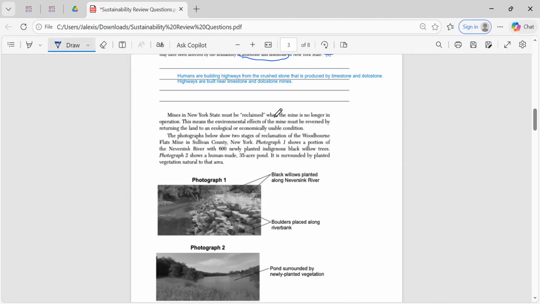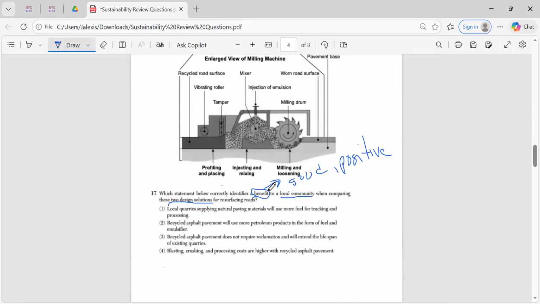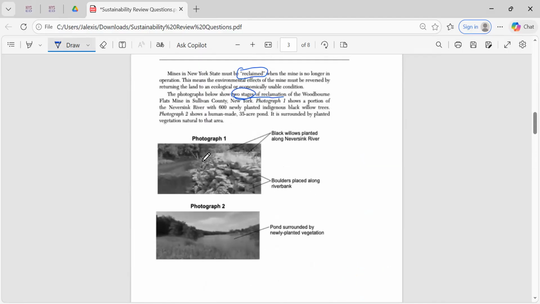So in class, we learned what reclaim means. It's pretty much after an area has been mined, humans are trying to restore that land. We're trying to restore habitats, we're trying to restore the environment after mining has taken place. It says the photographs below show two stages of reclamation at the Woodburn Flat Mine in Sullivan County, New York. So I saw it talks about two stages, and the question mentioned two design solutions. So this may be the first solution.